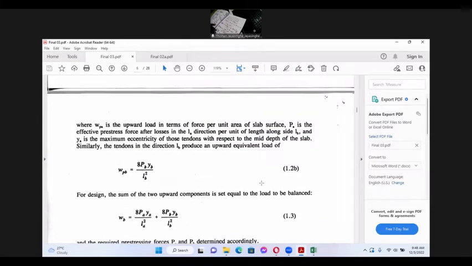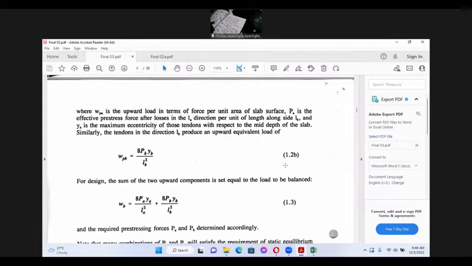Right. So basically, we look at two spanning steps. You can see this equation: W balanced is equal to 8 PA YA over LA squared plus 8 PB YB over LB squared.